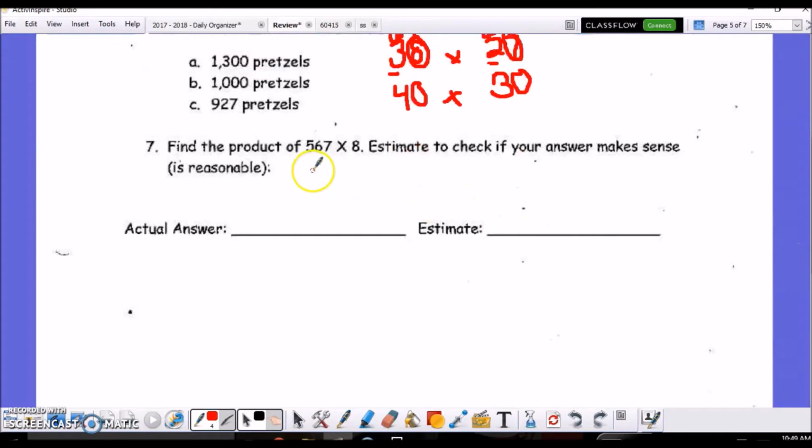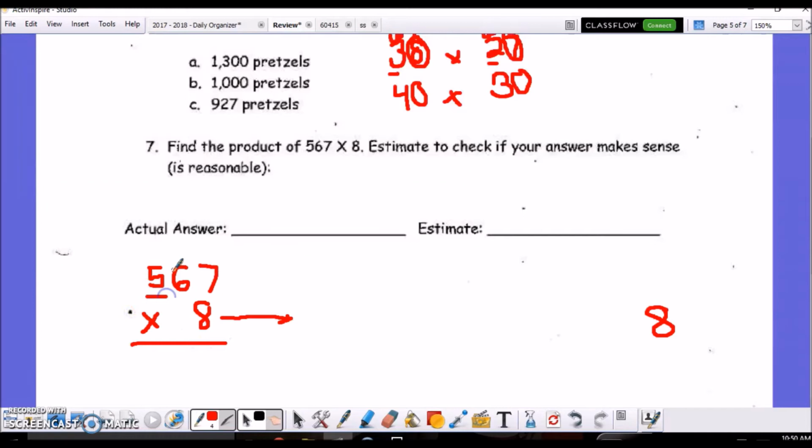Question 7 is looking for the actual answer, 567 times 8. You can either throw that in lattice or into a calculator. And the reason they want you to find the actual answer is because when you estimate this answer, they want to see if it's reasonable, or does your answer make sense. I've told the students that if you get a single-digit number, you do not have to round that at all, which means 8 stays 8 because it is only a single-digit number.